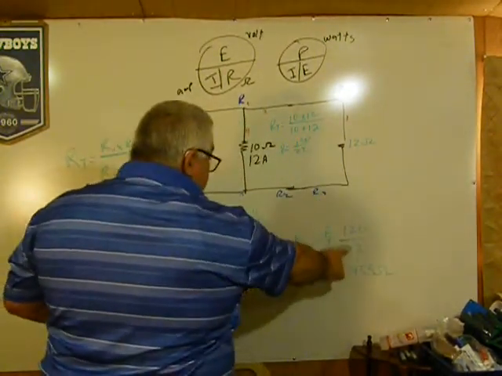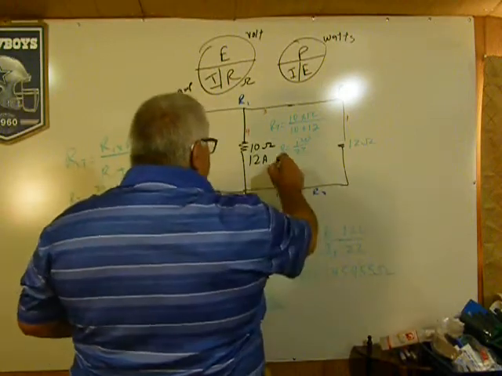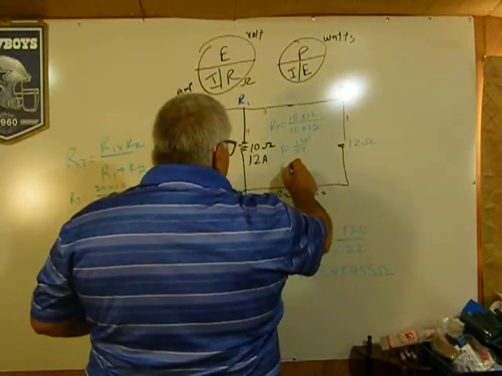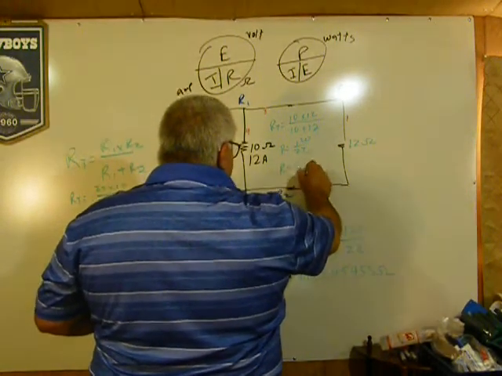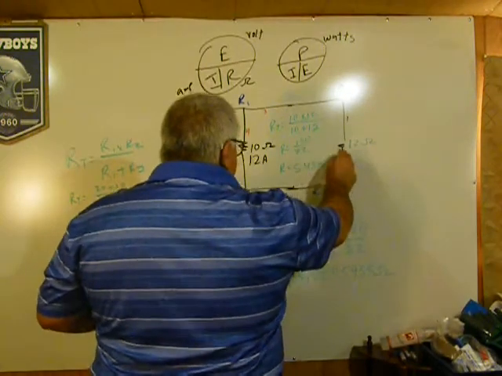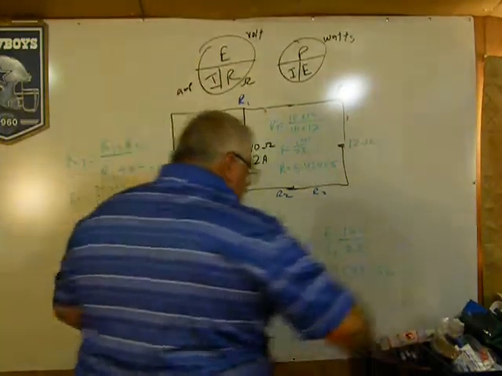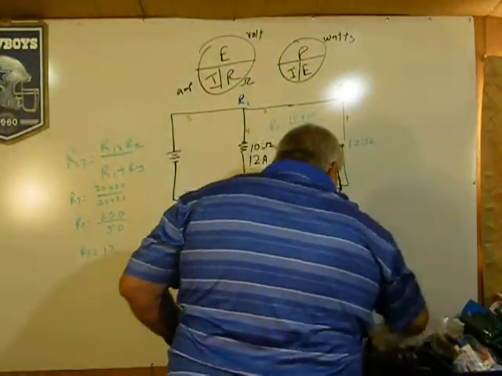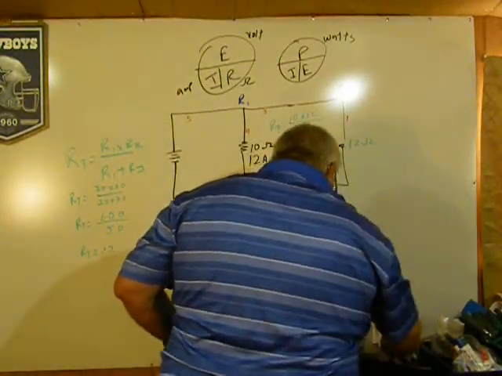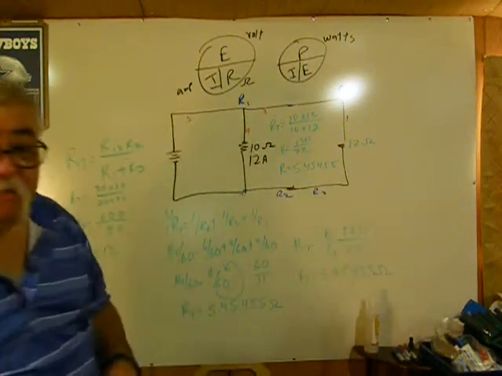We did it already here. 120 divided by 22 equals 5.45455. I just rounded up at the end there. You have to be very careful when you're rounding off numbers.